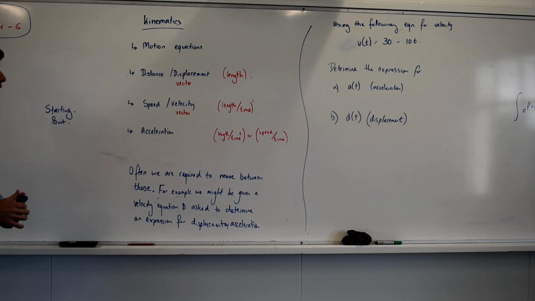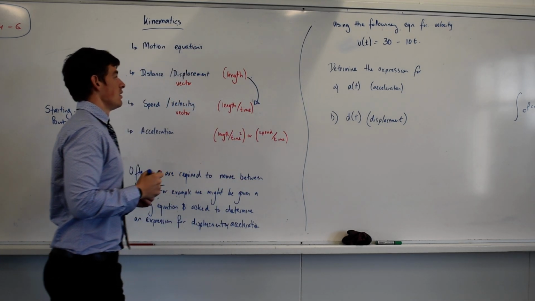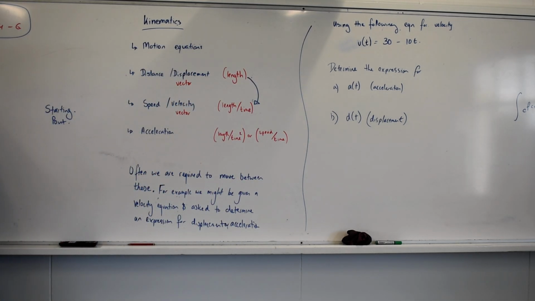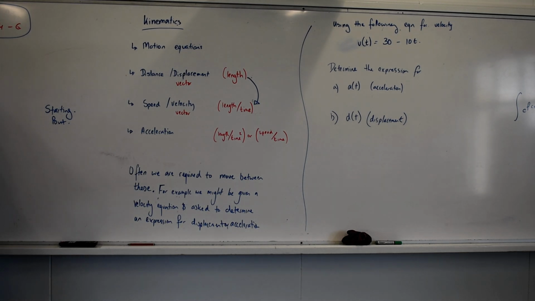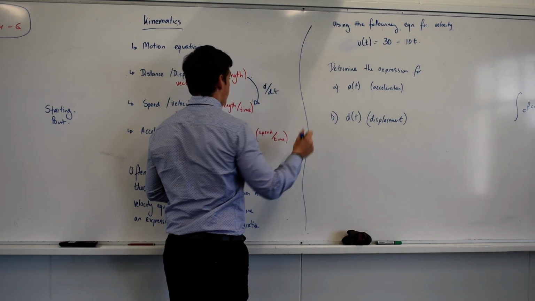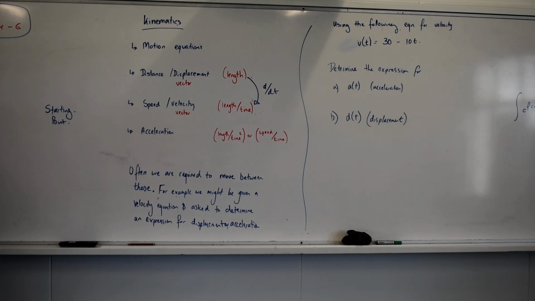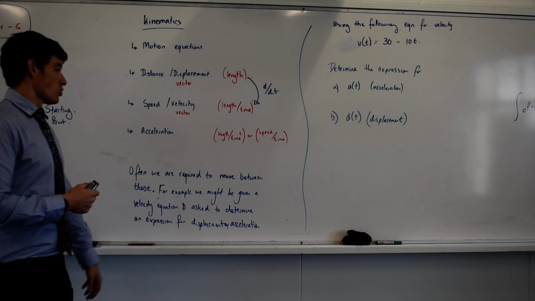What does that mean about how I go between distance and speed, or displacement and velocity? I have to derive, very good. So dt, I have to apply a derivative. Now acceleration is all about how much does my speed change with respect to time, how much does my velocity change with respect to time.